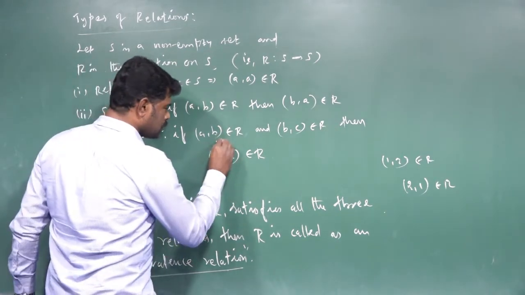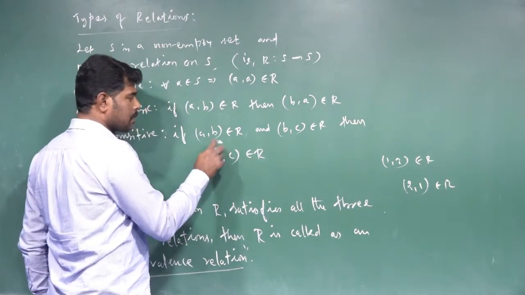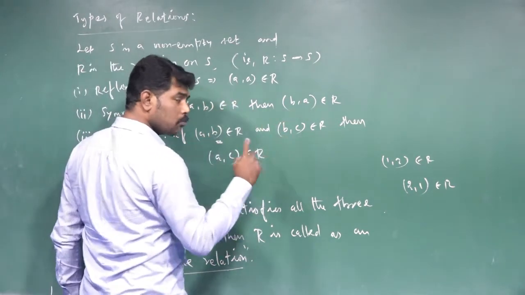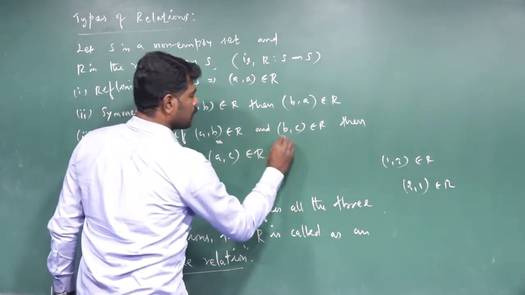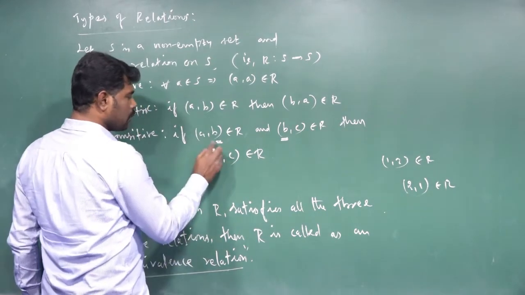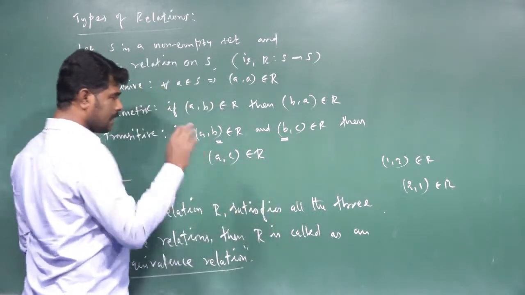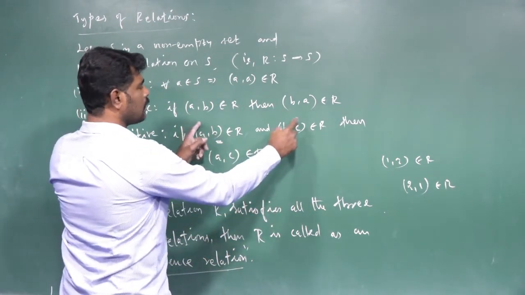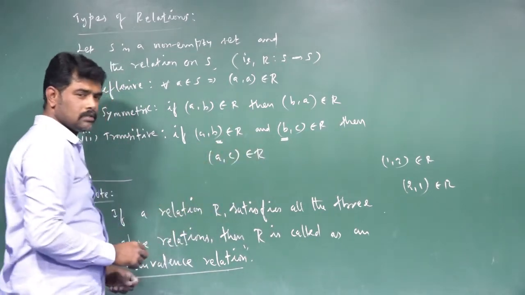So what is the element in the first pair, the second element? First pair, second element. And one more pair should start from the element B. So A comma B belongs to R and B comma C belongs to R. Then we can pair with the element A and C. So A comma C belongs to R.